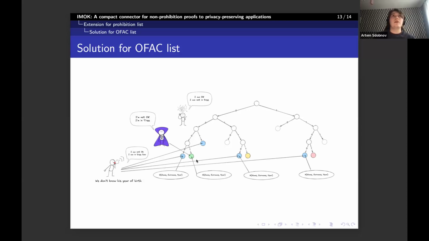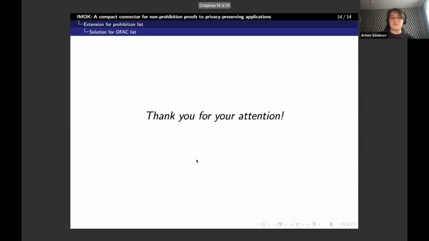Such a way reduces collisions, but still, when people have the same name and surname and the year of birth of a certain person in the sanction list is not known, he won't be able to participate in voting. But it's still better than just adding name and surname. So yeah, thank you for your attention.